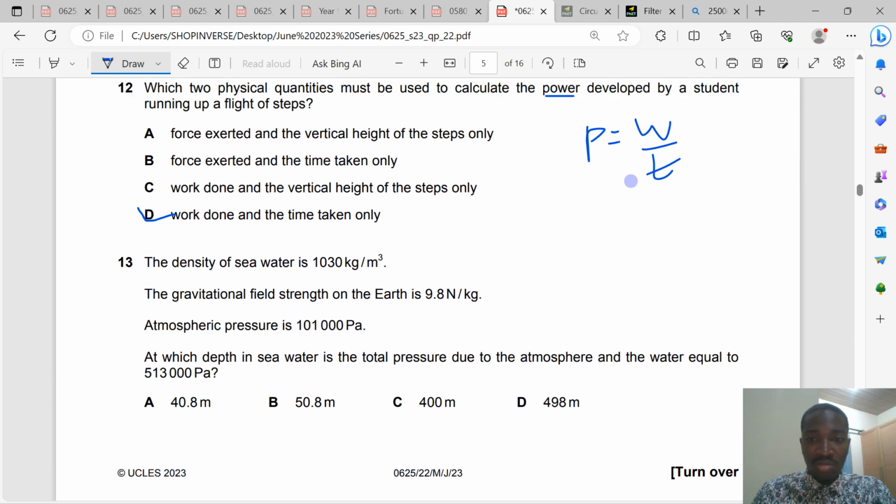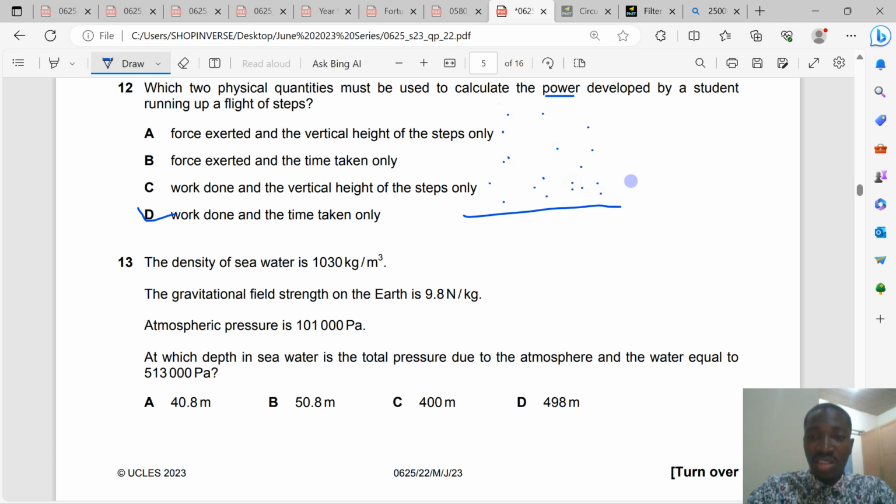Now, let us consider the surface of the earth. On the surface of the earth, we have air, and that air creates atmospheric pressure. Now, this question has told us that atmospheric pressure on the surface of the earth is 101,000.